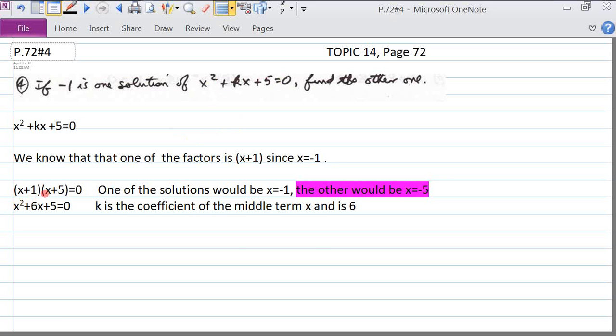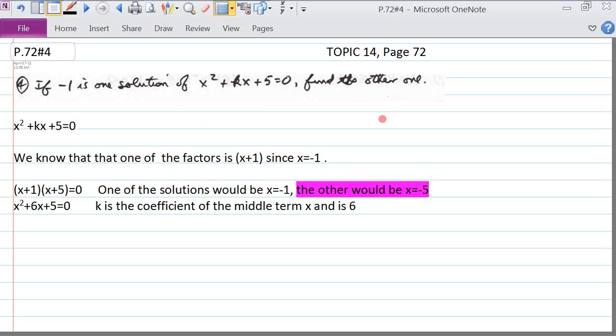And so the only other alternative that's going to give us plus 5 here is if we use x plus 5, because the last term, plus 1 times plus 5, has to give us plus 5. If this is plus 1, this has to be plus 5. So the other solution would be, if we set this equal to 0, there are two solutions for this. X plus 1 equals 0, and x plus 5 equals 0. If x plus 1 equals 0, then minus 1 is one of the solutions. If x plus 5 is 0, the other one is minus 5.